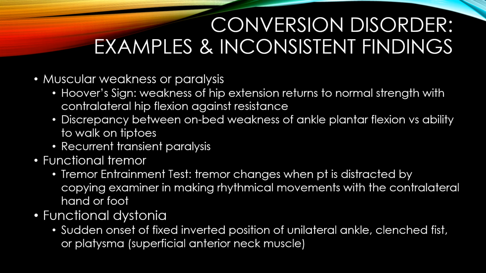Then we can have functional dystonia. This is kind of interesting because usually it's going to be unilateral. And as we know, when we have dystonia, it's going to be bilateral and kind of across the board. It's not just going to be one side or the other. We will see it most commonly with these fixed inverted positions unilaterally, ankle, fist, or platysma, and that's the superficial anterior neck muscle there in the front.